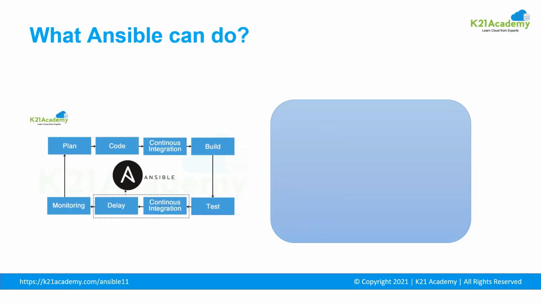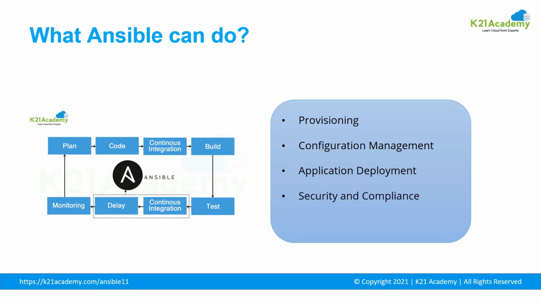And what can Ansible do? Ansible can do these things: provisioning of infrastructure, and configuration management, like I said, saving the code in version control. Application deployment, such as if you want to install any software, it can do it. Security and compliance, if you want to change any passwords, or if you want to save any passwords as part of your vault, it can do it. Orchestration takes care of multiple agents and multiple nodes, and it can help you to plan, code, continuous integration, build, test, monitor, deploy, and a lot of things. So Ansible mainly plays into the deployment area as part of your CI/CD pipeline.